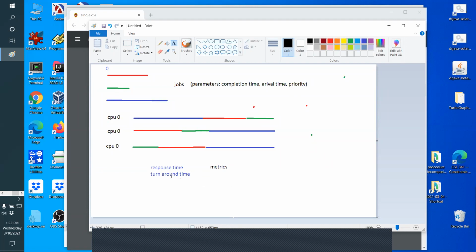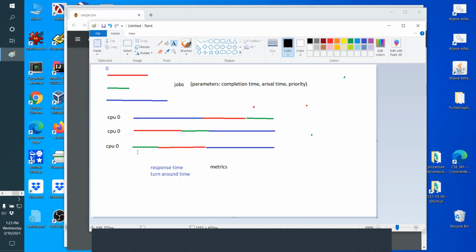Turnaround time is what people tend to think is more important. How long did you wait until you were done, from the time you arrive? So turnaround time is from the arrival time to completion time, to when you're done. Response time is from arrival time to when you start. Those are metrics. Usually we care about the average of these things.